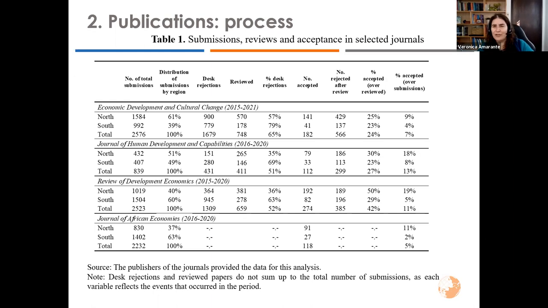So the last column in this table gives you the final result of this process. Basically, the rates of acceptance of articles over total submissions show a big gap between articles sent by researchers located in the north or in the south. Acceptance rates are low in general terms for all the journals, so a lot of papers are submitted and get rejected, but the gap between papers from researchers located in the north or in the south is big.